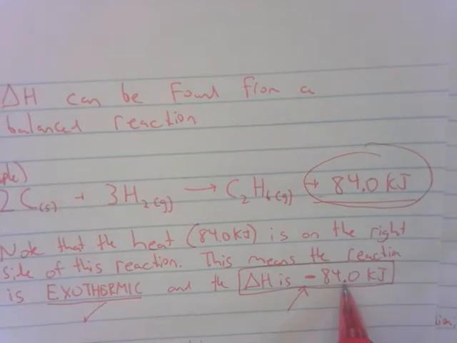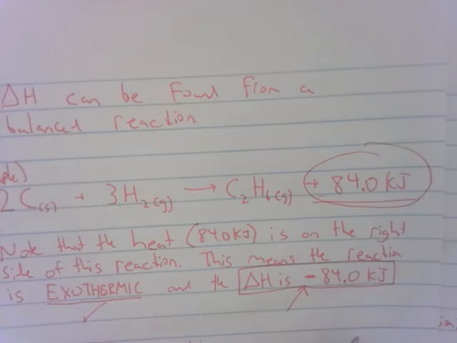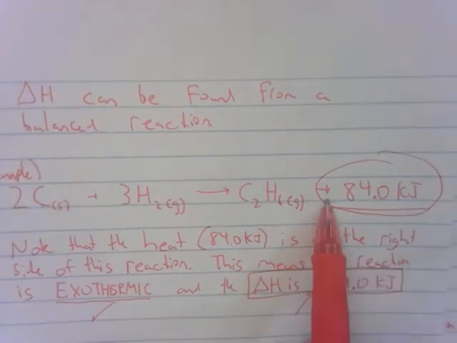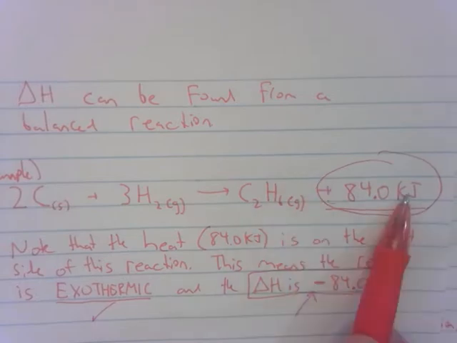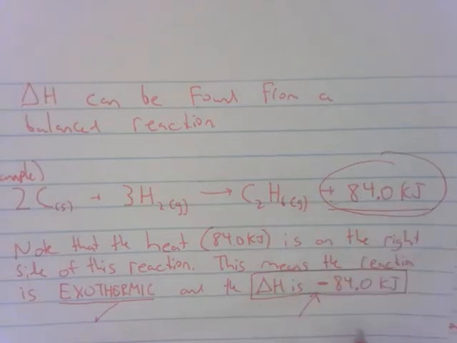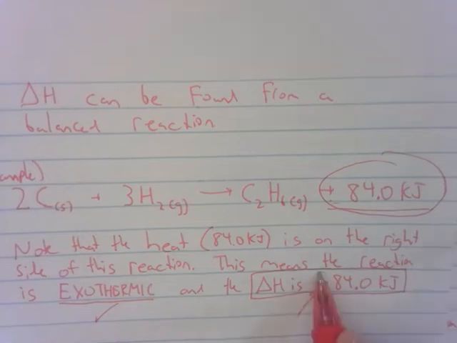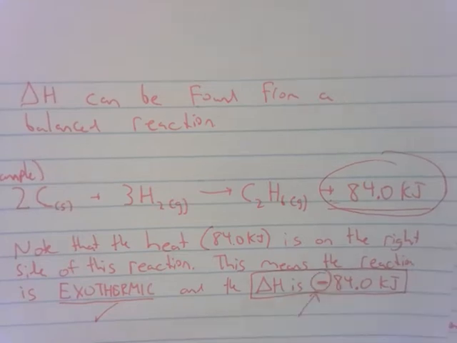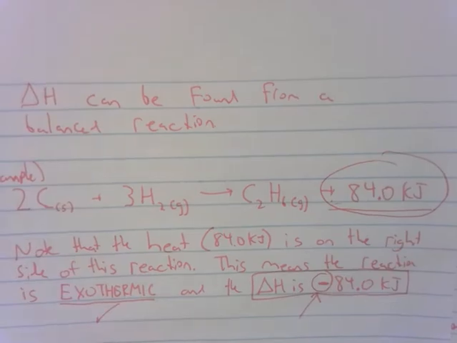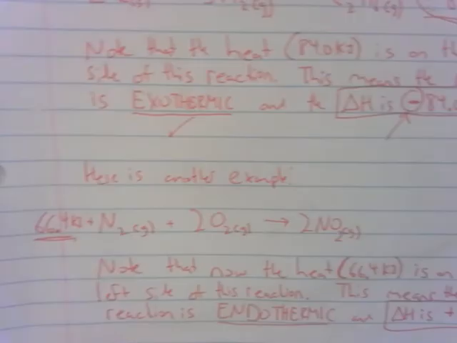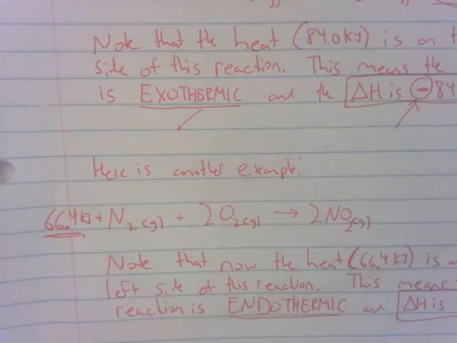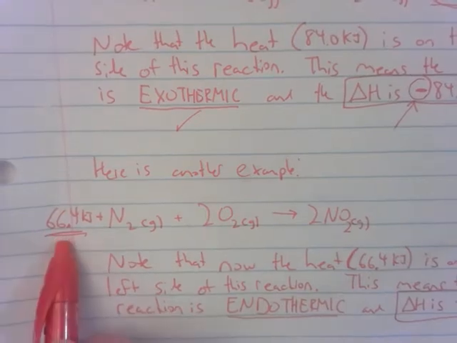Now, if you're a little confused, that's because here it says positive 84, but that's because it's on the right side of the arrow. So we're saying that the 84 kilojoules is being given off. And when energy is given off, you make it a negative number. Now, opposite to this, we could show an endothermic reaction. Here it says 66.4 kilojoules plus N2 plus 2O2 makes 2NO2.